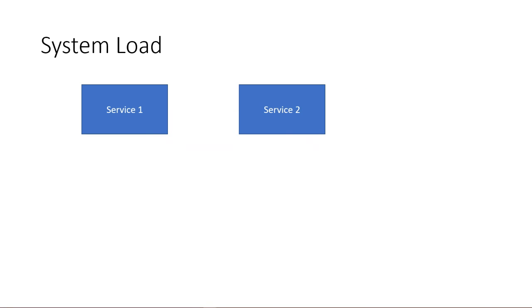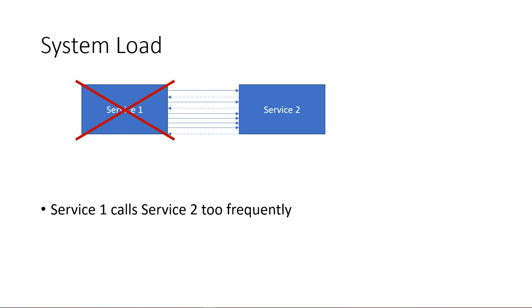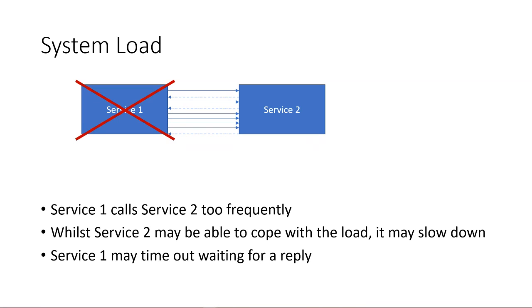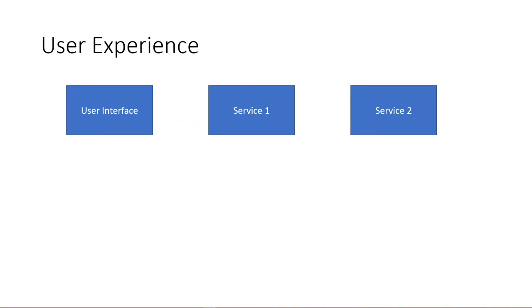And system load. So I imagine everybody's seen this, especially if you've been shopping on Black Friday, which has just sort of come across. So service one's calling service two rapidly, and at some point service two can't cope with the load for whatever reason, and at that point service one can fail, or it can time out, or the customer just gets bored and goes away. And all of this kind of causes a poor user experience. So we've got here a user interface and a couple of services.